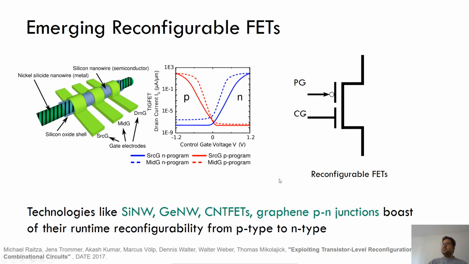Now, I'm not saying that the silicon nanowire is the only technology which exhibits such kind of reconfigurability, but there are multiple technologies like germanium nanowires, carbon nanotube FETs, graphene PN junctions. Even recently, 2D devices like molybdenum ditelluride have been shown. These all show reconfigurable FETs, reconfigurability from P to N type. So this work is kind of technology agnostic, and it caters to any kind of reconfigurable nanotechnologies.